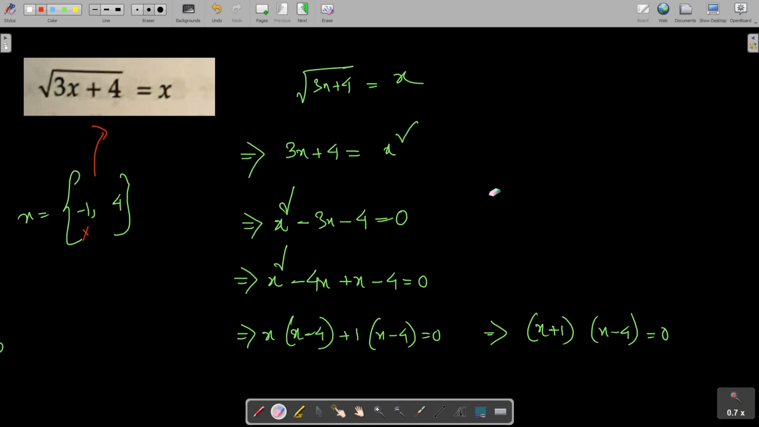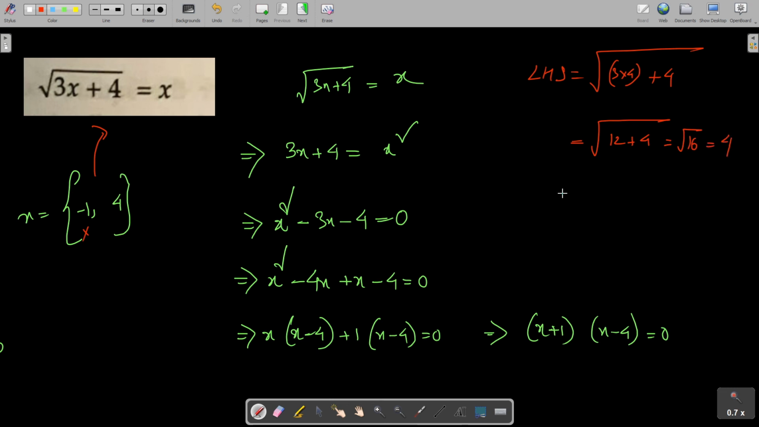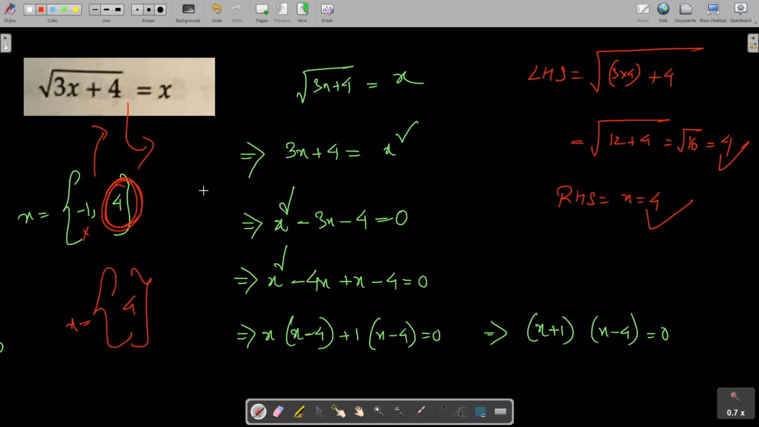Let's see with another value. Here left hand side we will put 3 into 4 plus 4, right? Which is what? 12 plus 4, it's 16. So the answer is 4. Now go with the right hand side. Right hand side we already had x, which equals 4. Left hand side, right hand side, we're getting the same answer. So we'll consider 4 as a root for this equation. So for this equation, the only root is 4. Whenever you're doing a root equation, always remember to verify the answer at the end with the main equation.